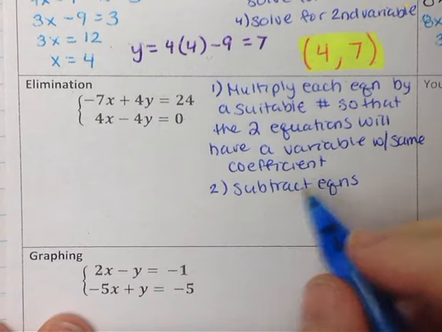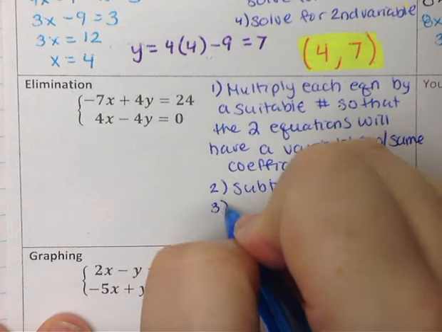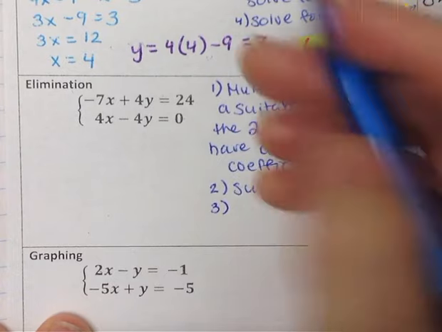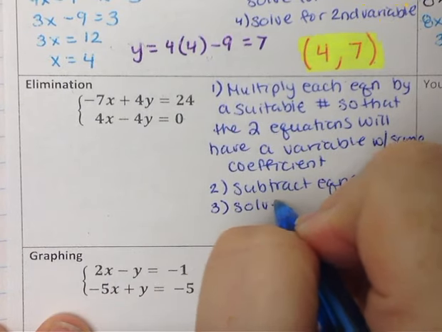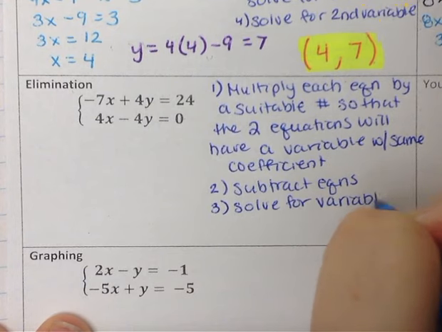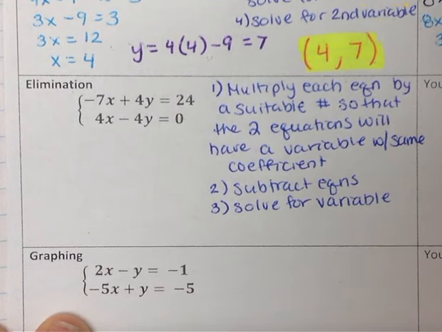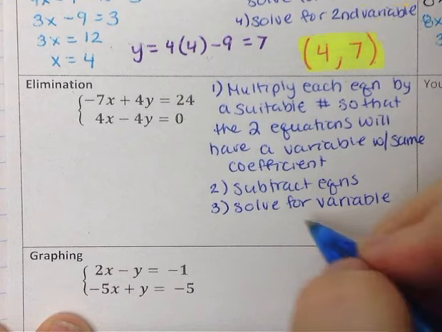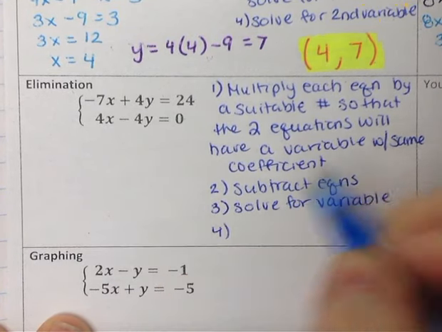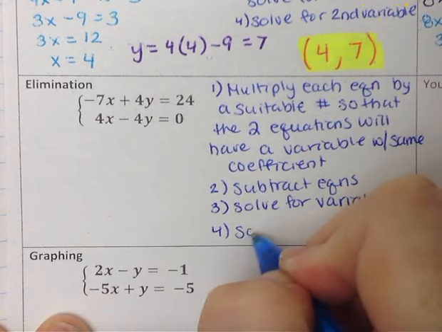So once you have subtracted the two equations or combined the two equations the way they're supposed to be, you will then solve for the variable. This means that you will have one variable left because you are eliminating one of the variables. Once you have solved for this variable, whichever one you're solving for, you will then plug that back in and solve for the second variable, just like you would for substitution.